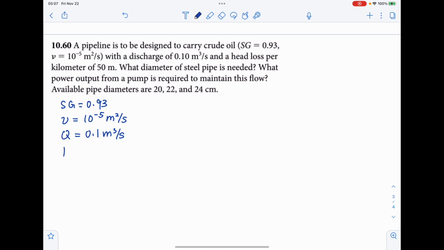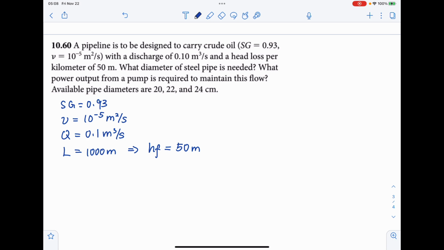So we can say if the length is 1,000 meters, the head loss will be 50 meters. Okay. So we're going to find a reasonable pipe diameter, and then we will calculate the power output from the pipe.